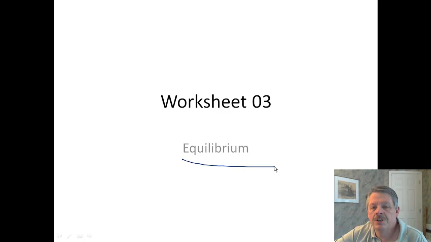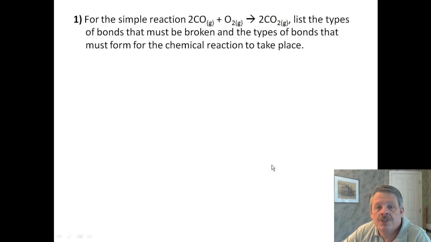All right, folks, worksheet number 3, equilibrium, another short worksheet. For the simple reaction of carbon monoxide plus oxygen giving you carbon dioxide, list the type of bonds that must be broken. Well, they're all covalent. And the types of bonds that must form, well, they're also all covalent for the reaction to take place. So let's actually look at what's going on.